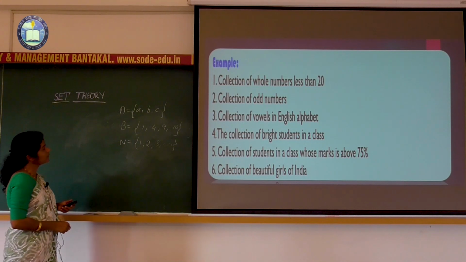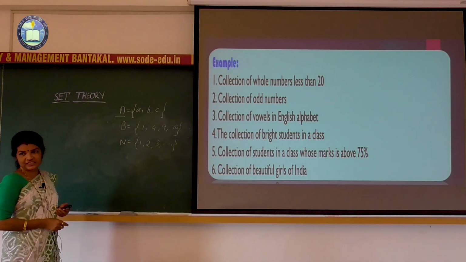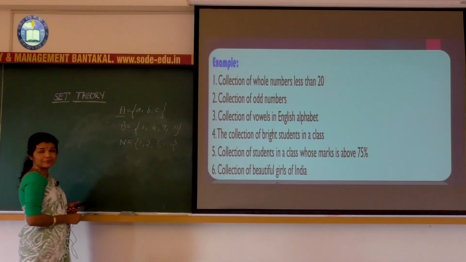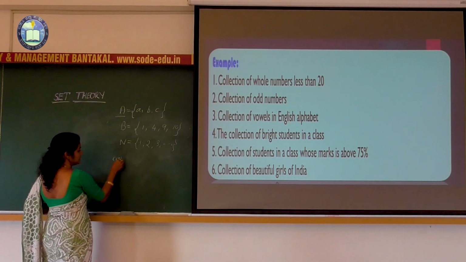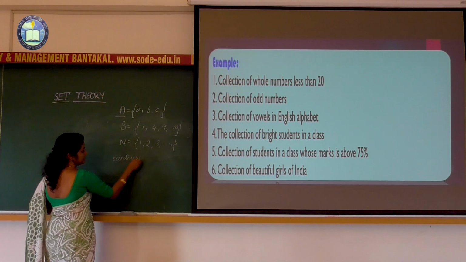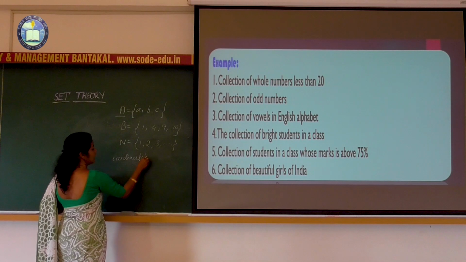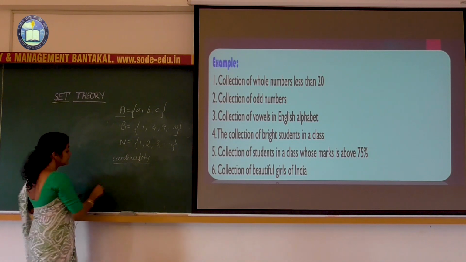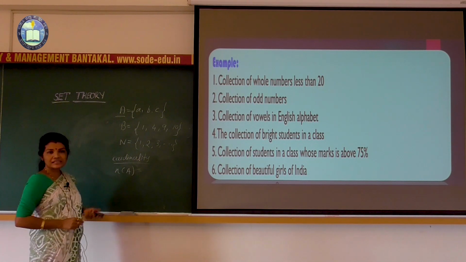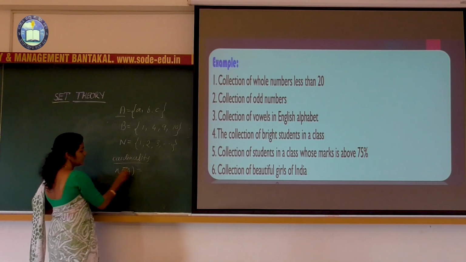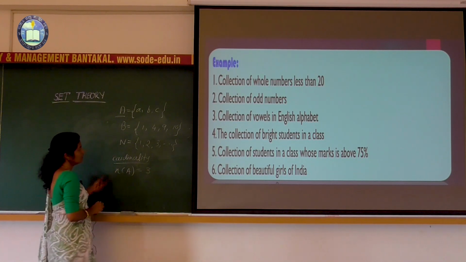Now, if you observe, here the set A consists of 3 elements. The number of elements in the set is called the cardinal number of the set. This is called cardinality and is denoted by n(A). Here set A consists of 3 elements, so n(A), the cardinal number of A, is 3.